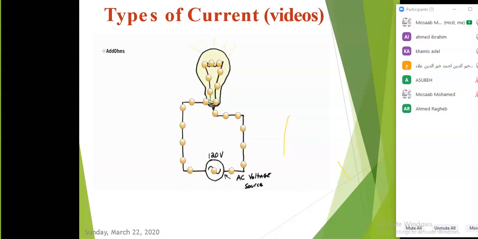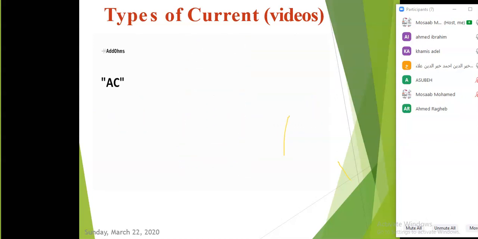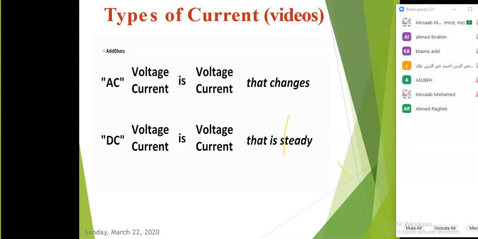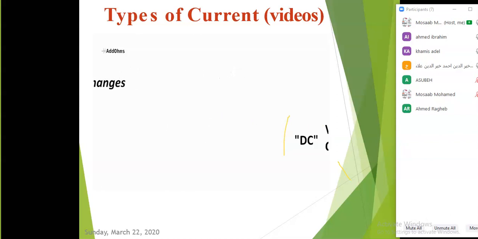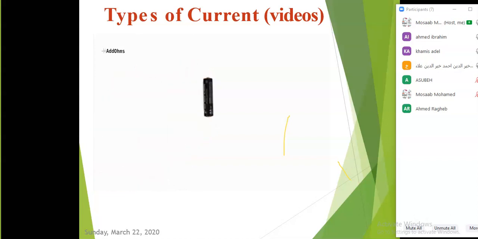Now this is where things can start to get a little confusing. This is an AC voltage source, so it's both AC and voltage. What the heck? How can voltage and current be the same? Well, it turns out we tend to use AC and DC abbreviations for voltage as well as current. So in other words, AC, voltage or current, is voltage or current that changes. DC, voltage or current, is voltage or current that is steady. Okay, so let's take a little bit closer look at these two, starting with DC.